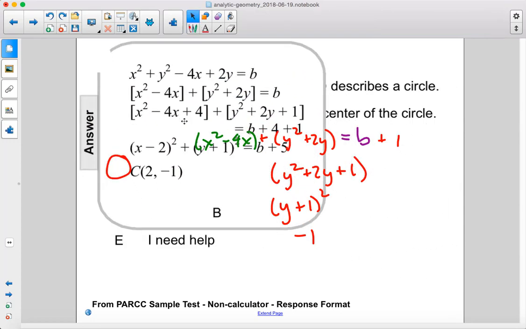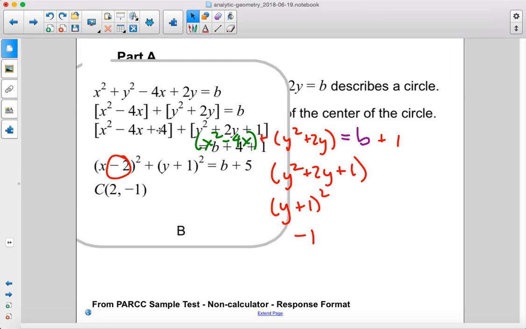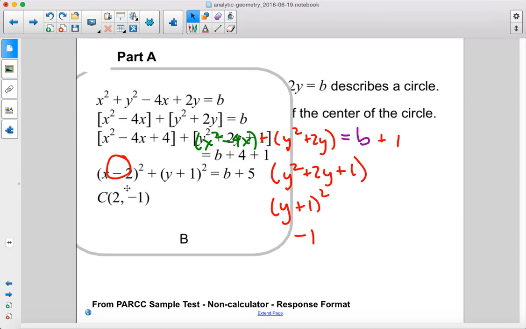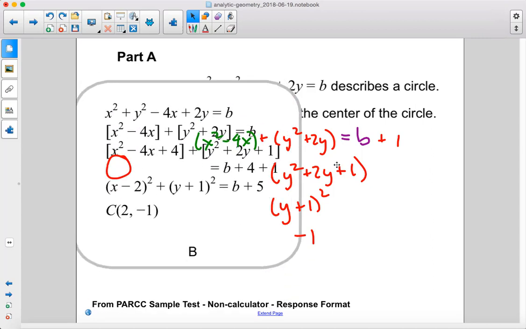In the answer here, we have solved this portion as well, and we've found that the center of the circle is at 2, negative 1. However, we were only asked for the y-coordinate, so I only solved for the y side. But here you see the full solution.